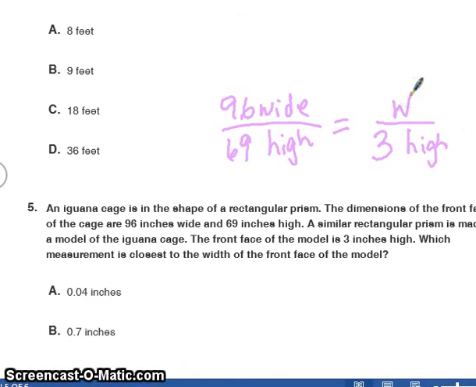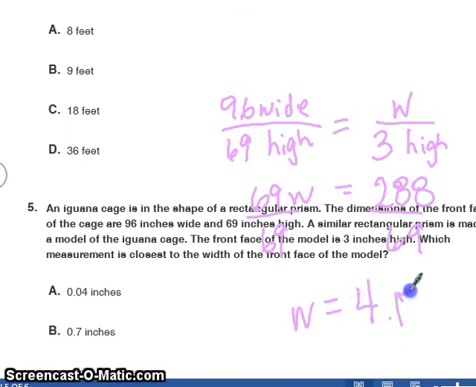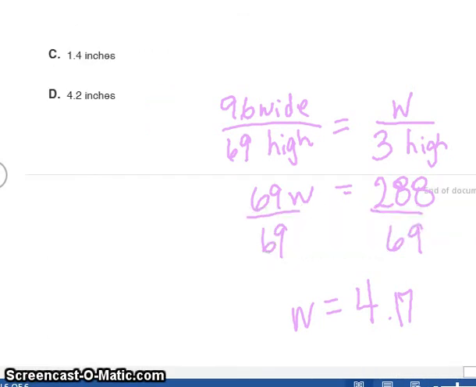We'll use W for width. Multiply 96 times 3. We get 288 there. Then we got that. Divide both sides by your coefficient. And I got that on my calculator. I do not see that choice for A or B. And I would say D looks to be the best answer choice.